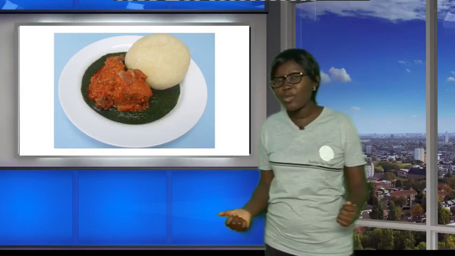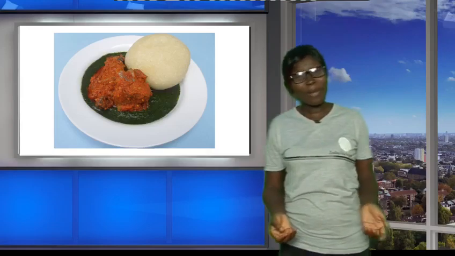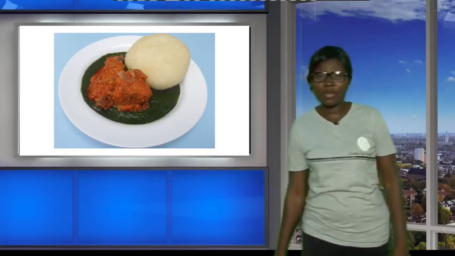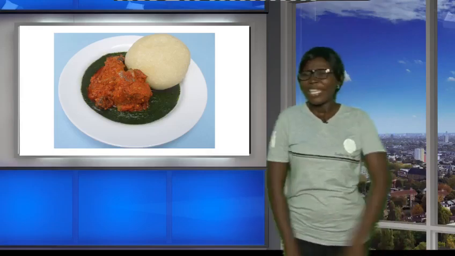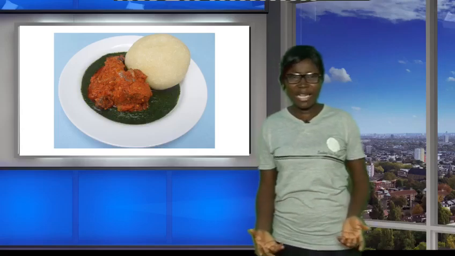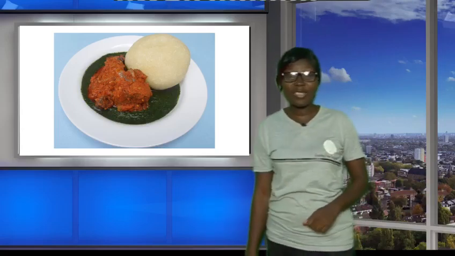The ewedu soup was gotten from leaves. And then the stew was made from tomatoes, onions, and pepper. Tomatoes happen to be the fruit of a plant. So also is pepper. And then the onion happens to be the stem of a plant. Now let's look at the parts of the plant and then see what examples of food items we can find from those parts of the plants.